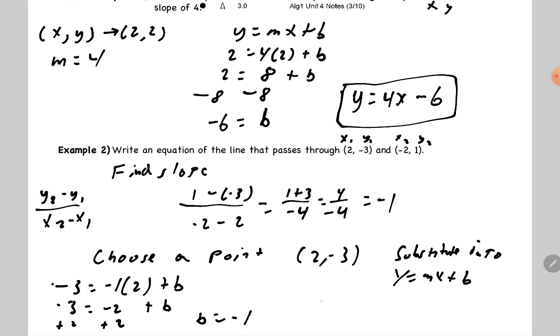So my answer is y equals m, which is negative 1, times x. You can write negative 1x, or you can write negative x. That's the same thing. Negative 1 times x is negative x, plus our b value, which is negative 1. So negative x minus 1.